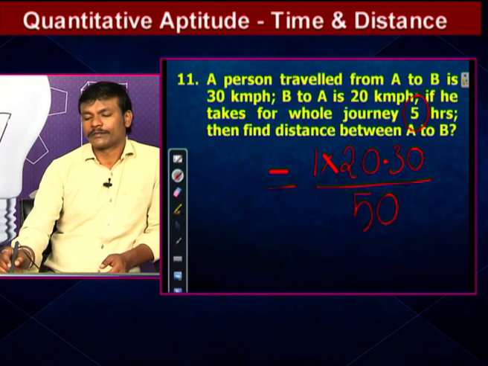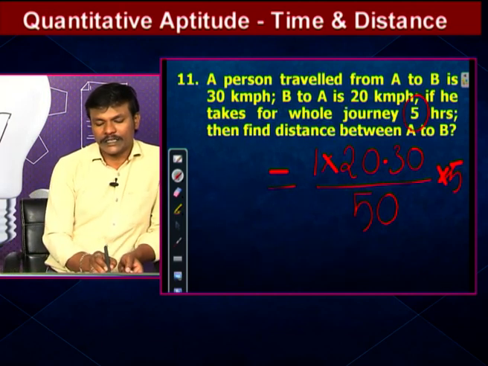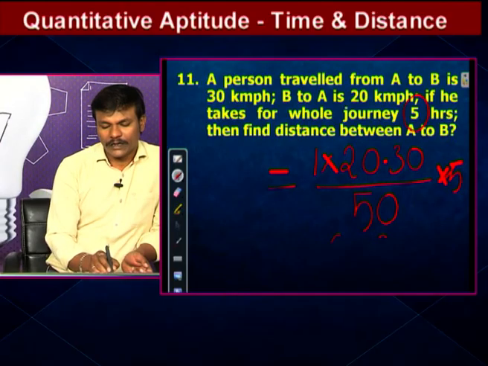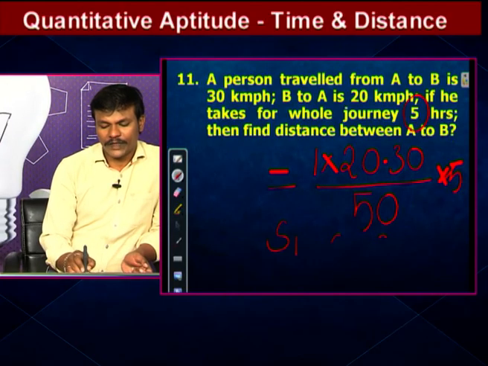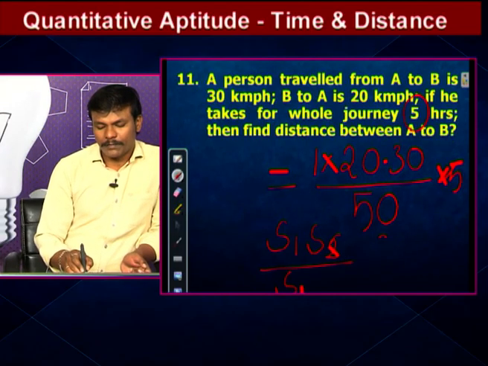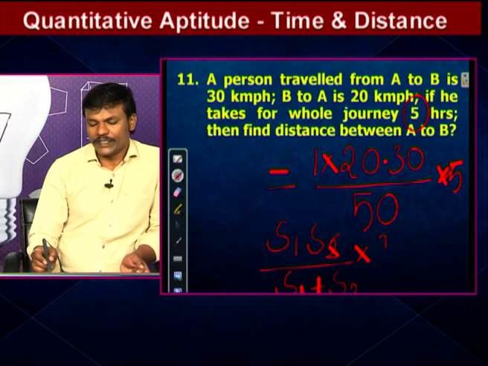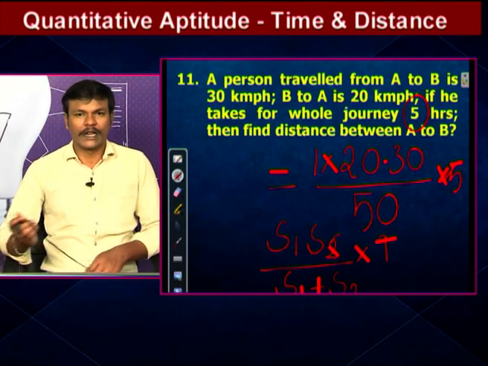What is the time? 5 hours. Time is 5 hours. See this, when we formulate it, S1 S2 by S1 plus S2 into time. This is the formula for the above question.